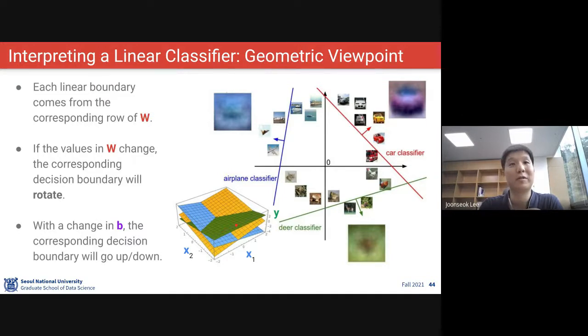What about the green one? The x2 needs to be as small as possible, because when x2 gets larger, the green score gets smaller. But x1 is not affecting, so it's something like zero. So regardless of the x1 score, if the x2 is as small as possible, then it belongs to the green class. So we can interpret it like that. And because these are just linear hyperplanes, we call this a linear classifier. It doesn't have any nonlinear shapes in the decision boundary. And in this way, I actually assume that when we decide the class, we take the highest score.